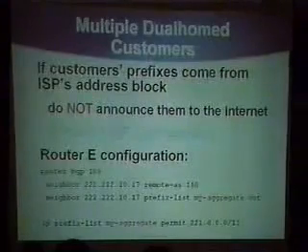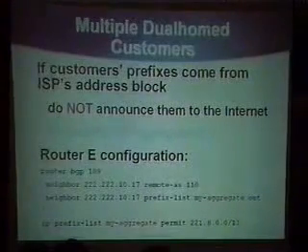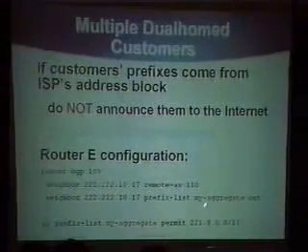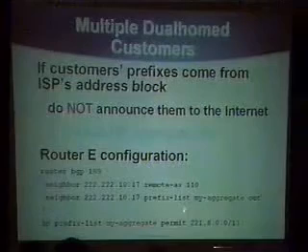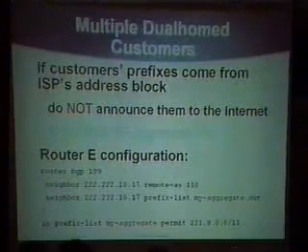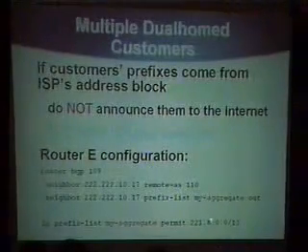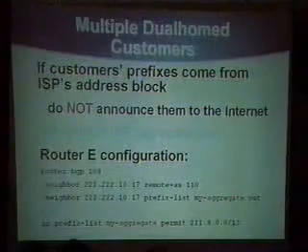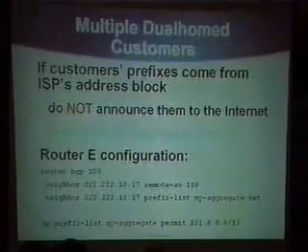If customer prefixes come from the ISP's address block, don't announce them to the internet. Announce the ISP aggregate. So say the ISP aggregate, well, it's a /13, which covers all these previous examples. Then all you need to do is prefix list my aggregate out. You don't even need to strip the private ASs, because they'll be removed anyway by this prefix list, because this prefix list is only letting the /13 out. That's quite easy to do.